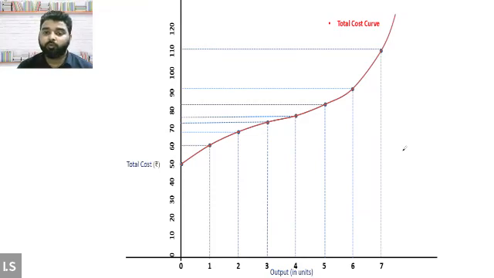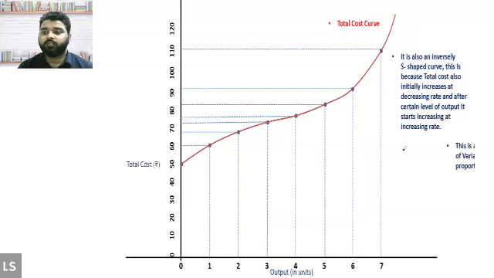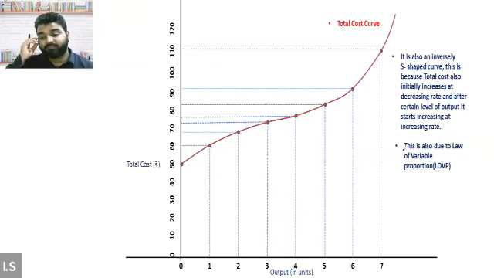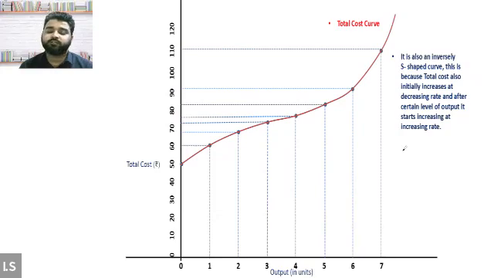But there is one more reason for the inversely S-shaped total cost curve, which is the law of variable proportion. Right now we won't be discussing why the total cost curve is inversely S-shaped due to the law of variable proportion. Just for the time being, keep in mind that the total cost curve is inversely S-shaped only because it starts increasing at a decreasing rate initially, and after a certain point it starts increasing at an increasing rate.